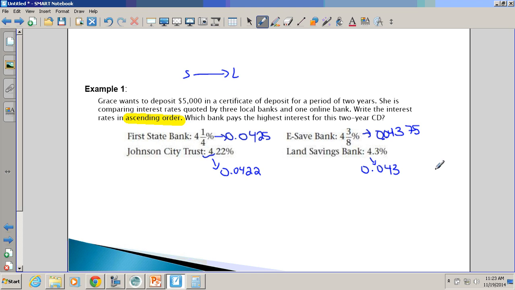Now ascending, smallest to largest. Which one of these is the smallest? I have 0.0422. So this is going to be first, the smallest, Johnson City. Then First State is a little bit bigger. And then I have Land Savings, which is just a little bit bigger. And then E-Savings Bank. So there's your order: Johnson City Trust, First State Savings, Land Savings Bank, E-Savings Bank. Okay?